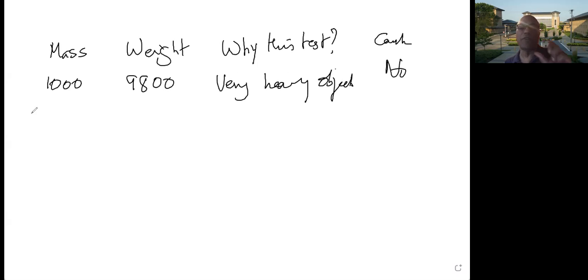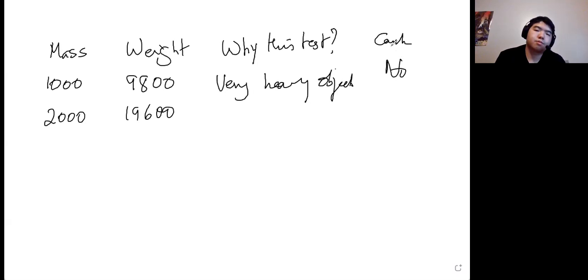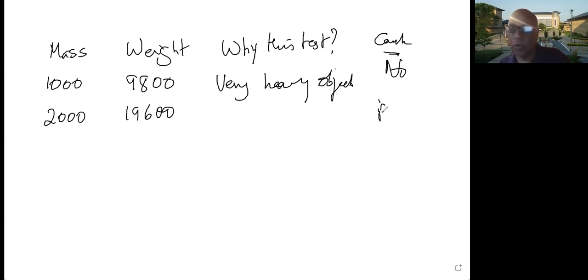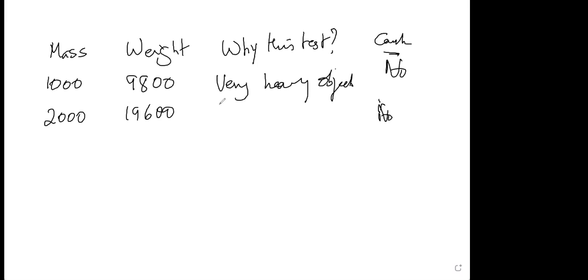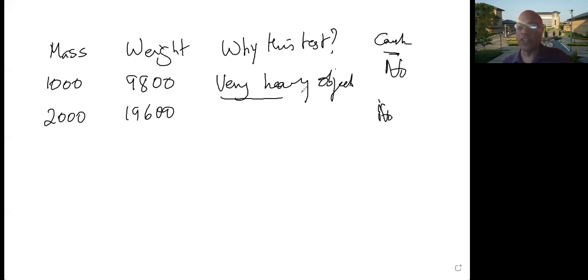Okay, you're allowed 5 tests. Suppose you try it with a mass of 2,000, then this will be 19,600. That will be the weight. Can this be lifted? No. Then what are we testing here? We have already tested for very heavy objects. So if you want to test it again, you must write very heavy objects.